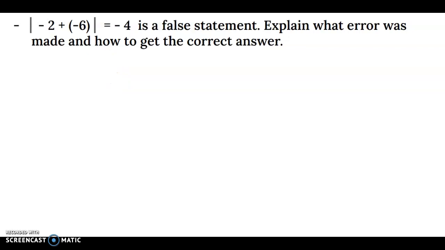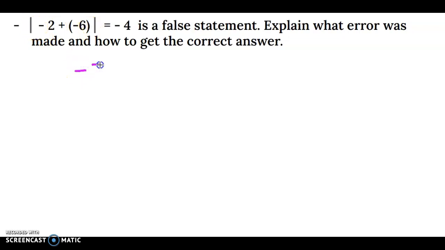And remember, this equation up here involves absolute value. And they're saying that that's a false statement. And it says explain what error was made and how to get to the correct answer. Well, the first thing we have to do is solve this equation to see why that statement is false, and that should help us to be able to explain the error that was made and how to get to the correct answer.